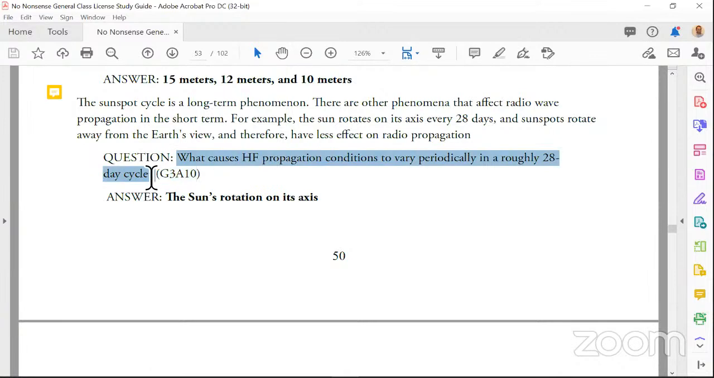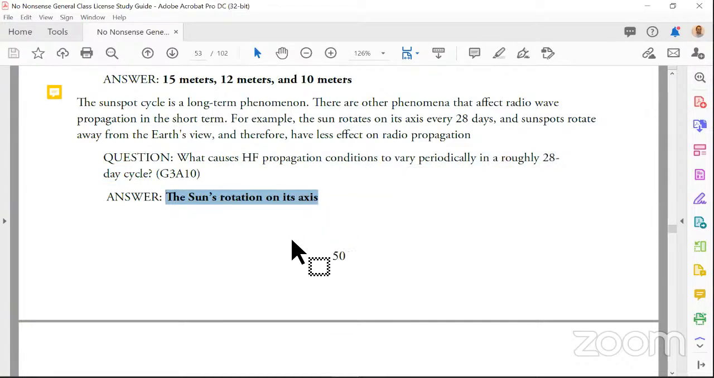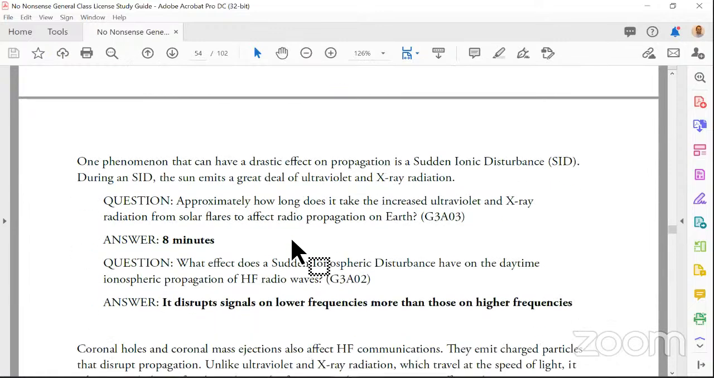What causes HF propagation conditions to vary periodically in a roughly 28-day cycle? So they're asking what affects HF propagation in a cycle spanning 28 days. So last class, we said that the sun rotates on its axis in about 28 days' time. So that is what they're looking for. The answer is the sun's rotation on its axis. Again, as we have learned, we need to pay very close attention to the sun as amateur radio operators.